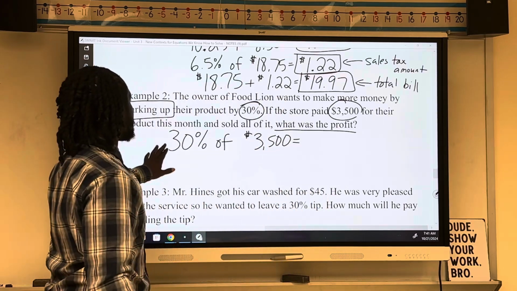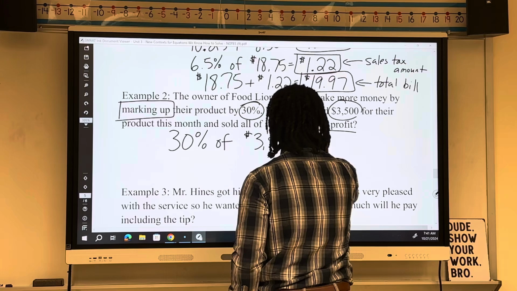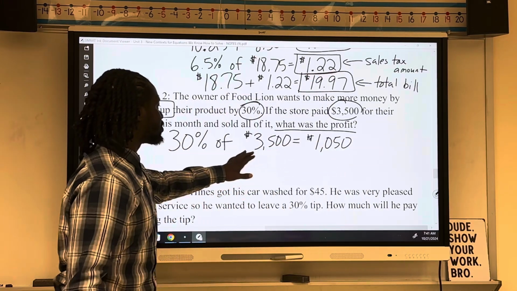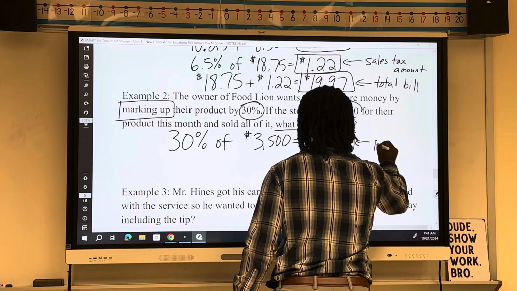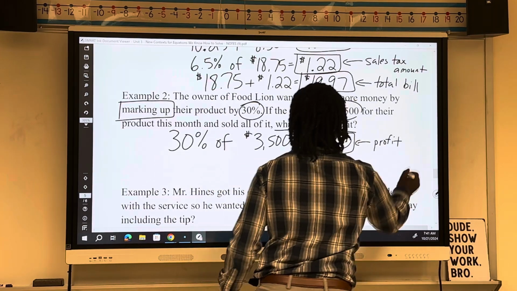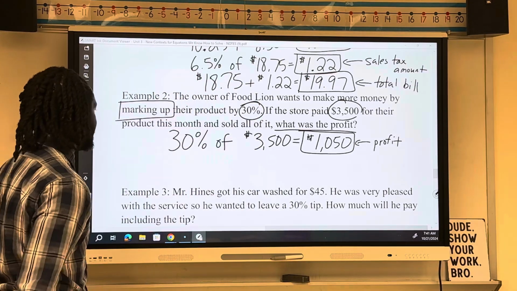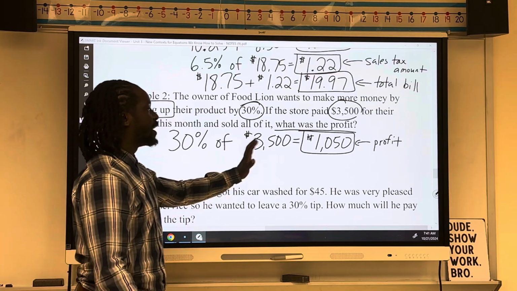Okay, and so I mark the price up by 30%. When I multiply that, I get $1,050, and that is the profit. In other words, that is the markup price, right? That is how much it is being increased by. Okay, I wasn't looking for the total, so I didn't need to add. It was just looking for how much.